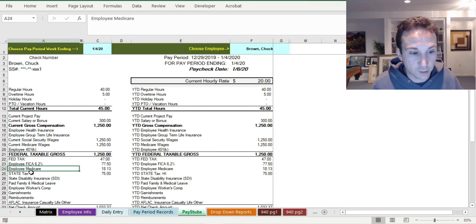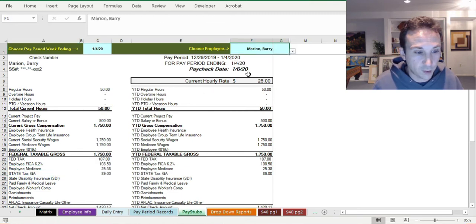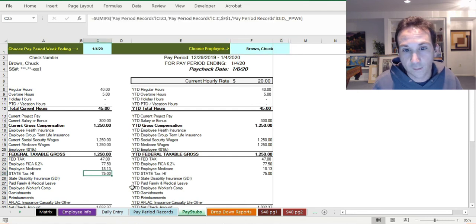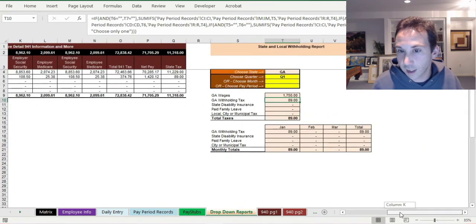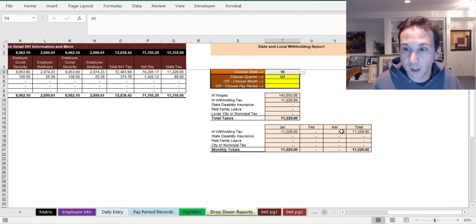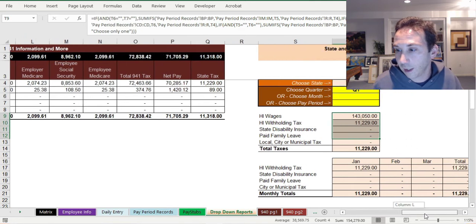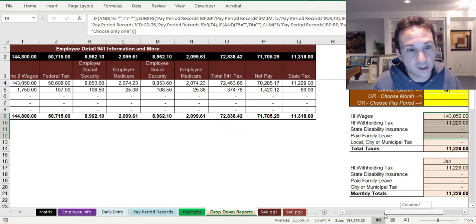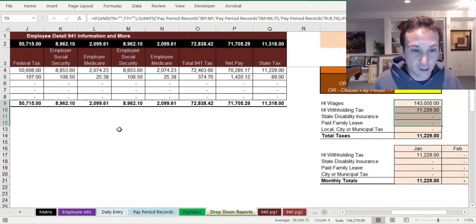So you end up with a pay stub like this. You just turn around and change people. Marion Barry is not in Hawaii, he's in Georgia, but Chuck Brown is in Hawaii, and there's his check. And of course, all these, just like all the other states and everything else that this payroll file does, you'll have state reports. You choose Hawaii, and there you would have your wages, your withholding tax. And looks like that's all there is. I didn't see any paid family leave. I didn't see anything. Every state has unemployment.